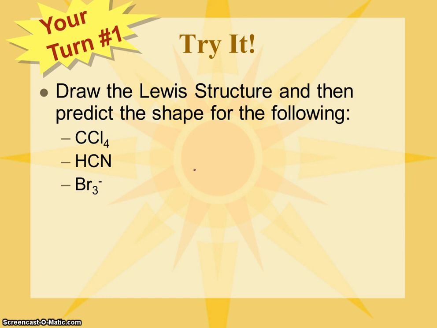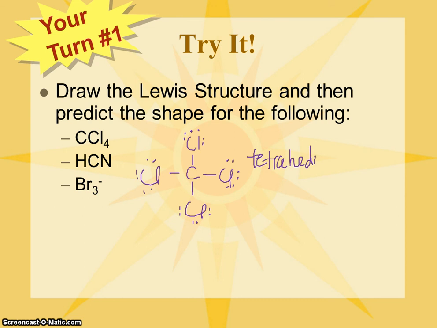For the first one, CCl4, if we draw the Lewis structure, it's going to look like this. I've got chlorines on all 4 sides of that carbon. Each chlorine has its 3 lone pairs around the sides, but there's nothing fancy in here. No double or triple bonds. The carbon has 4 things around it, which means the parent geometry would be tetrahedral. None of them are lone pairs, so we stick here with the tetrahedral geometry.